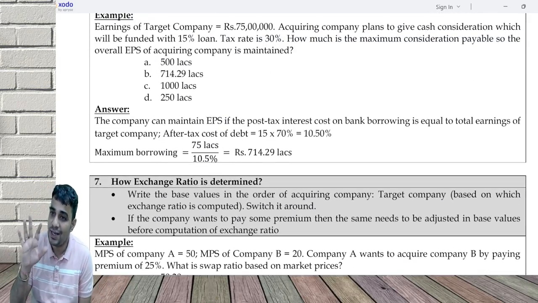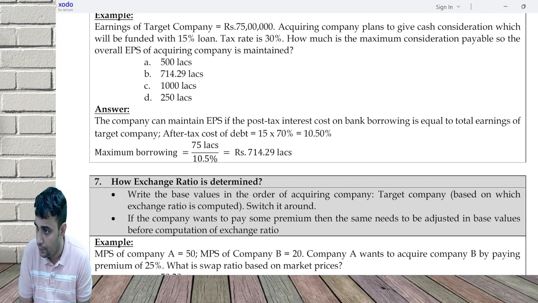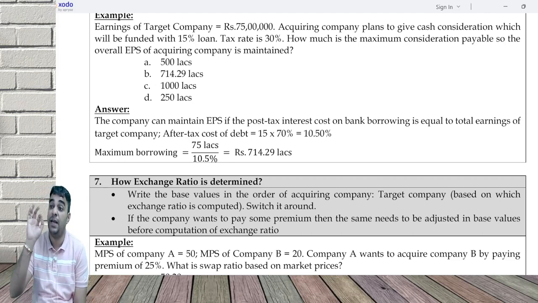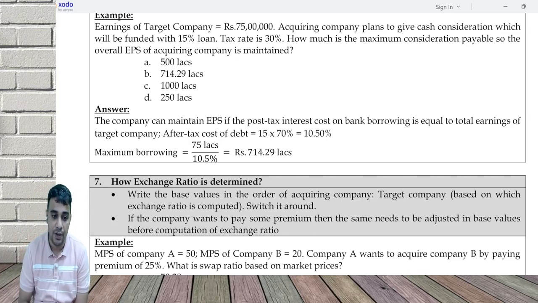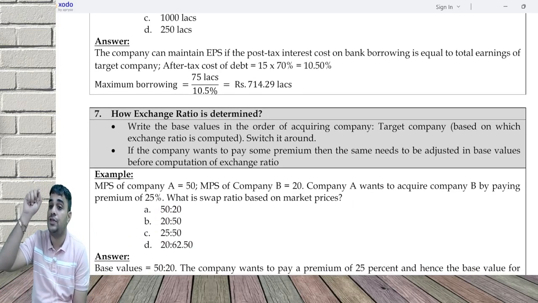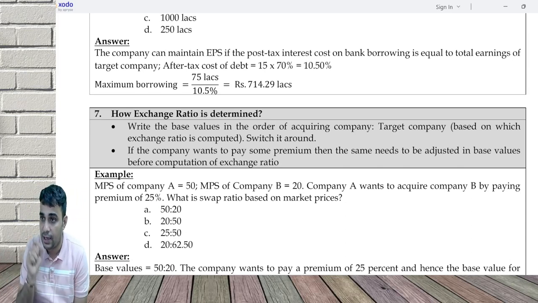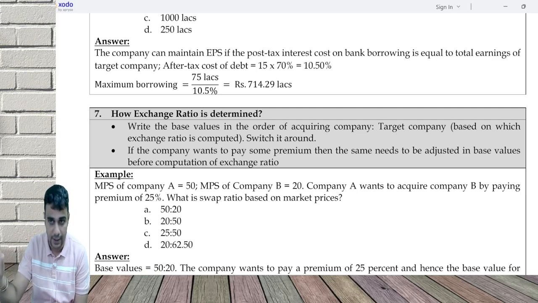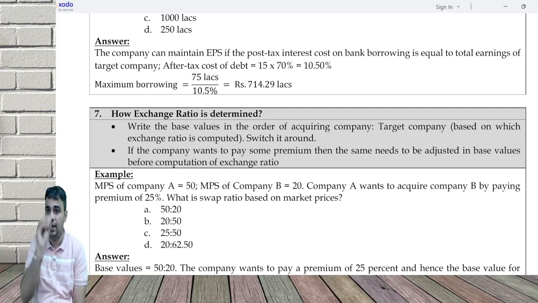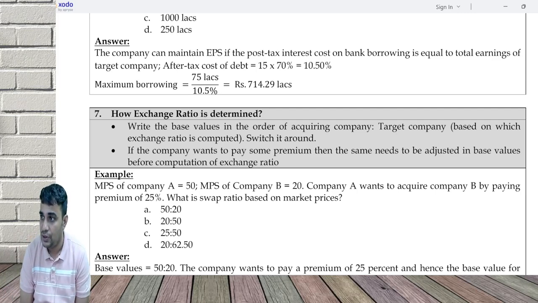In some questions, the exchange ratio will not be given. They will not give you the exchange ratio. They'll just tell you the basis of the exchange ratio. Write the base values in the order of AC is to TC. What can be the base value? EPS, MPS, book value per share, growth rate, NPA, capital adequacy ratio, anything can be. Whatever the base value is, write AC is to TC and then switch it.